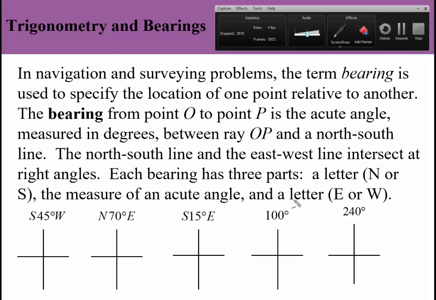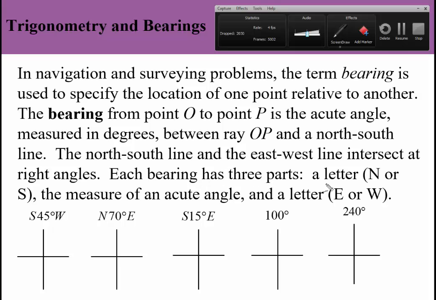Continuing, we're next going to look at trigonometry and some bearings here. Now, in navigation and surveying problems, the term bearing is used to specify the location of one point relative to another. The bearing from O to point P is the acute angle measured in degrees between ray OP and a north-south line. The north-south line and the east-west line intersect at right angles.